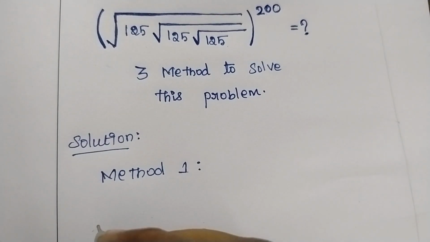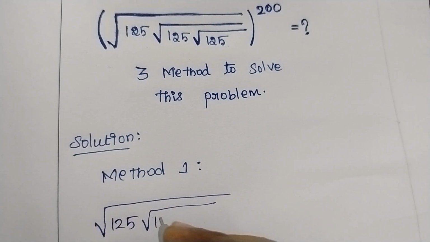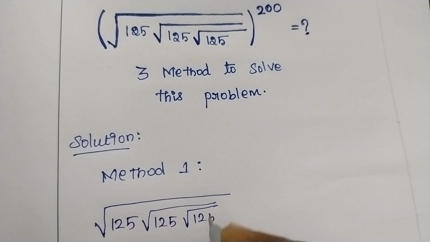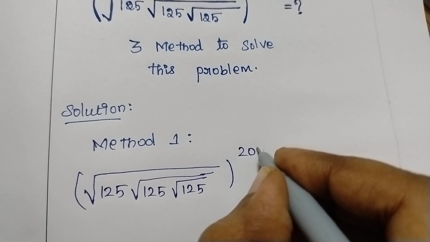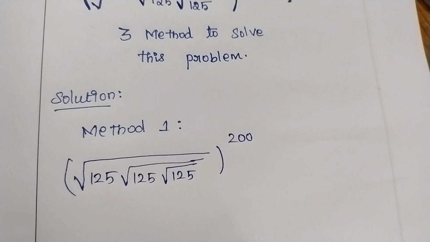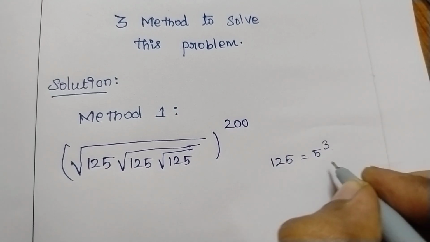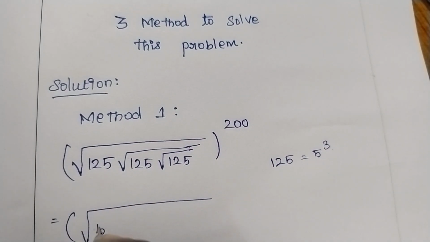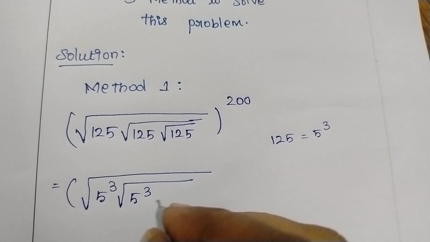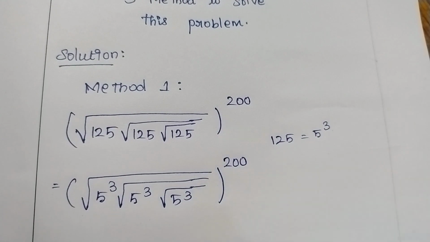The question is root 125, root 125, root 125, whole power 200. The first step is, we know that 125 is equal to 5 cube. So just substitute this value here. Therefore, this is equal to square root of 5 cube, square root of 5 cube, square root of 5 cube, the whole power 200.